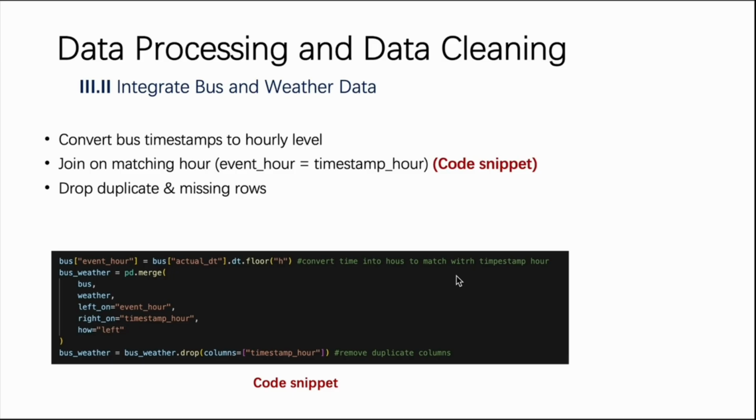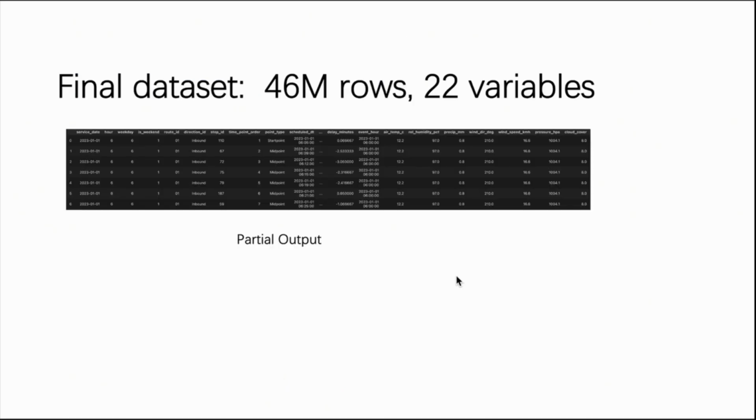After that, in this part, we integrate the clean bus and weather tables. First, we convert the bus timestamps to the hourly level so that each record can match with the corresponding hourly weather data. Then, we join the two tables on matching hours. After merging, we remove duplicates and missing rows. Here is the final integrated dataset, which contains about 46 million rows and 22 variables.